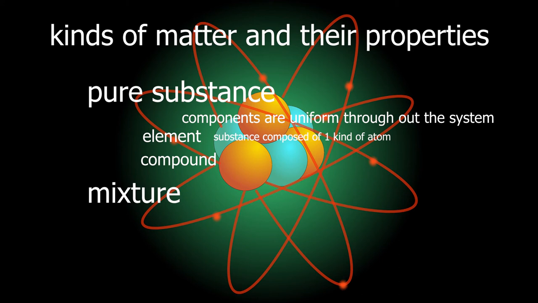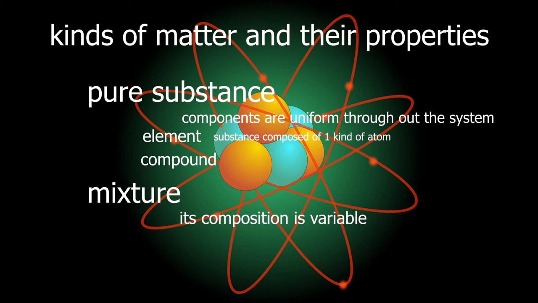On the other hand, a mixture is a kind of matter wherein its composition is variable, meaning you can change the component or the composition of that kind of matter. Not like in a pure substance, where the component is constant. With this kind of matter, the mixture, there are two kinds of mixture.